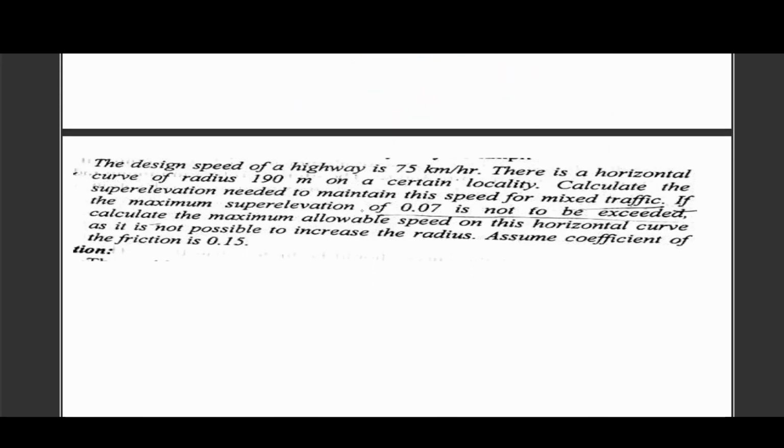So the next problem is: the design speed of the highway is 75 kilometer per hour. There is a horizontal curve of radius 190 meter. Calculate the super elevation needed to maintain this speed for mixed traffic. So we know that for mixed traffic, e plus f equals, no, for mixed traffic we don't consider f. We only consider the value of e, so that is V square by 225 R, because in mixed traffic we don't consider that the lateral friction will be there. So we only consider the super elevation.